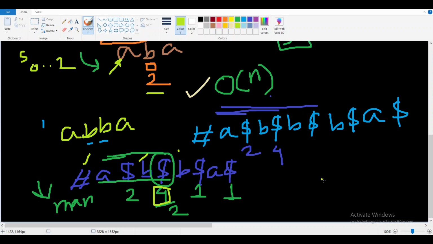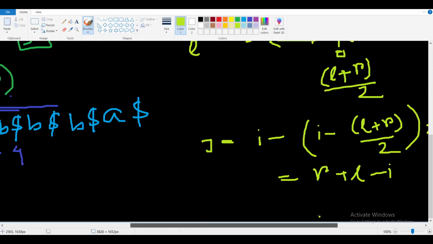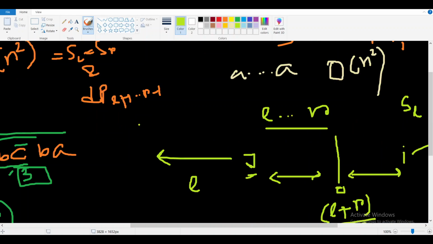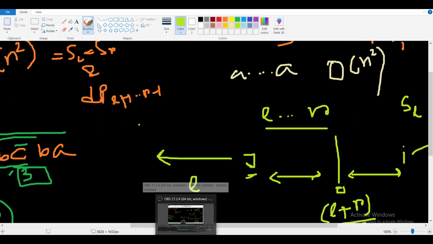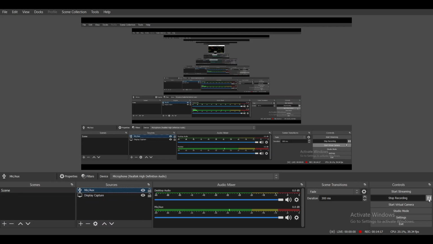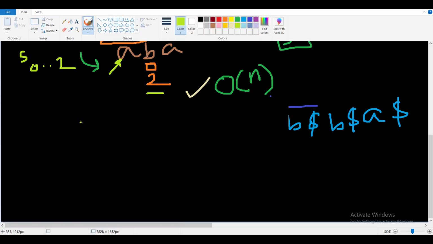If we take this as the current index, let me write it again here to make you understand. Let me delete it once, and then I'll try to explain it again. So let's take a smaller example. Let's say we have something like BB. So after padding, it will be like hash B dollar B dollar. Okay. Now what will be the indexes? This will be 0, 1, 2, 3, and 4.